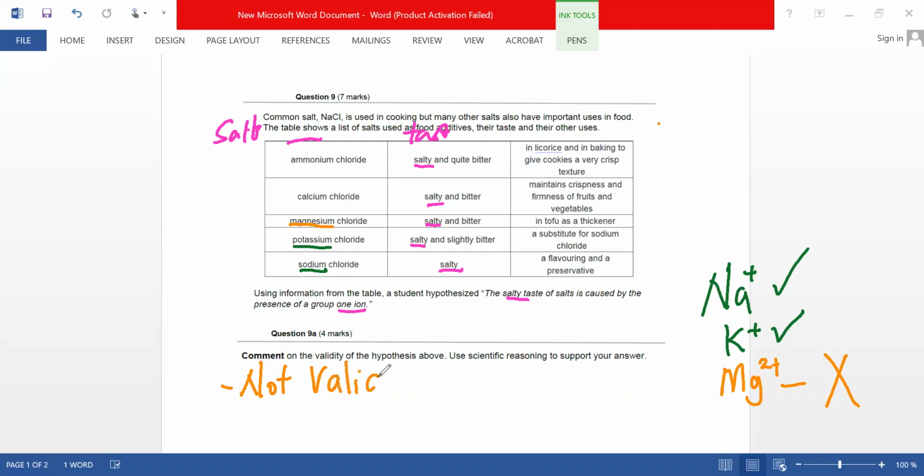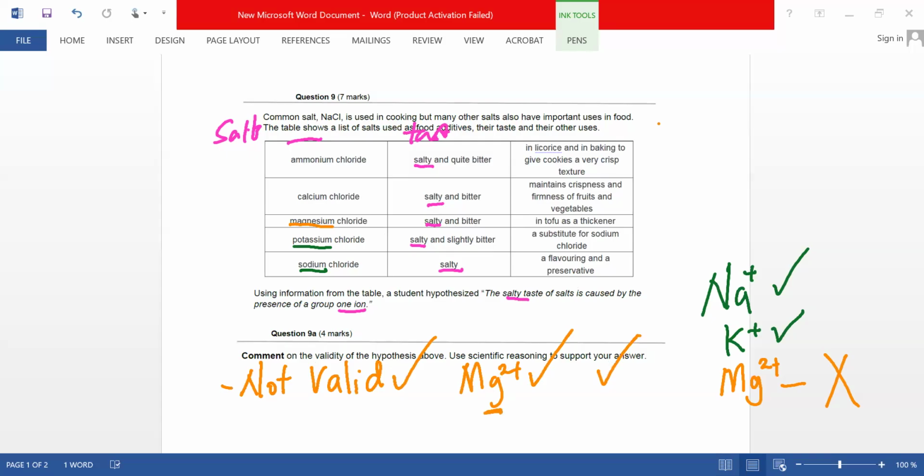Not valid. And the reason we are seeing is magnesium, which is in group 2, but the salt is salty. So that makes it not valid. Despite the fact that we had potassium and sodium, which were in group 1, which were making it valid, salty, there's magnesium here.